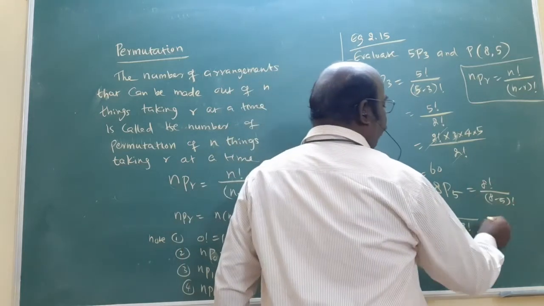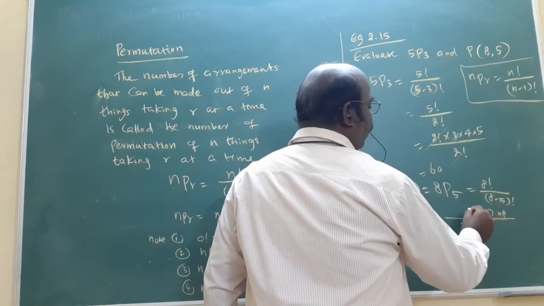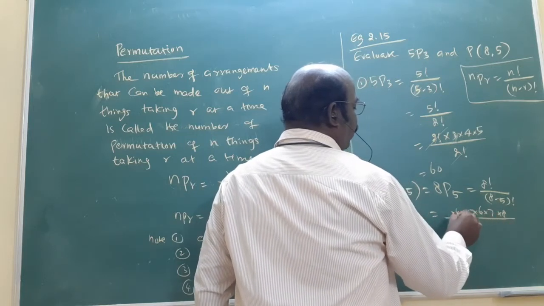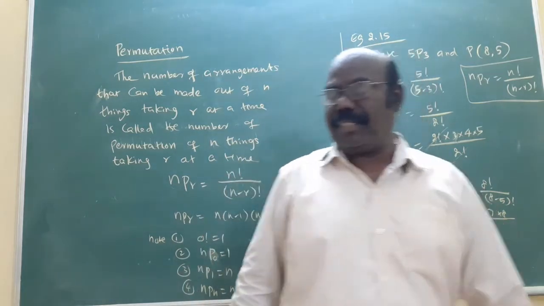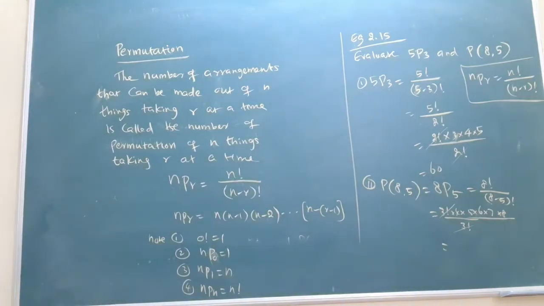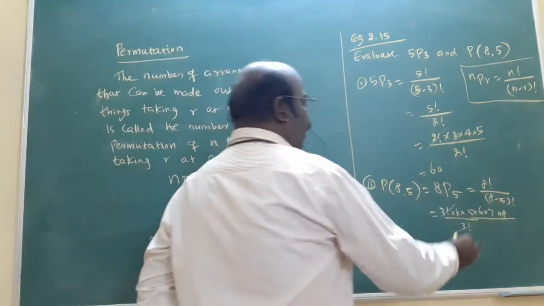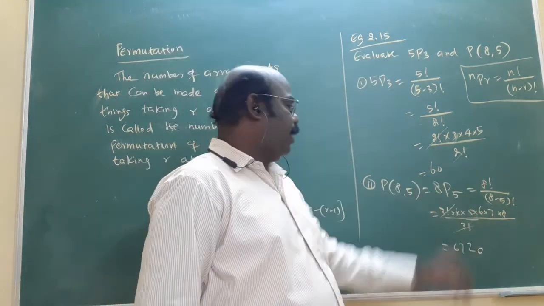Now this 8 factorial can be written as 8, 7, 6, 5, 4, 3 factorial. Am I right? This we cancel. Now multiply all, we get the answer. Here a bigger number is coming. What is the bigger number? Multiply all the numbers, we get the answer. Multiply all the numbers by using the calculator: 6720. This is the answer.